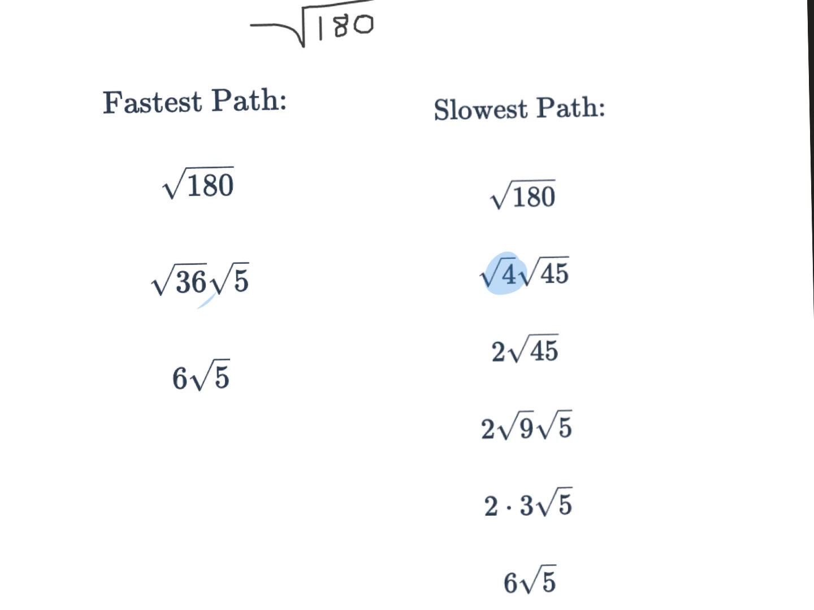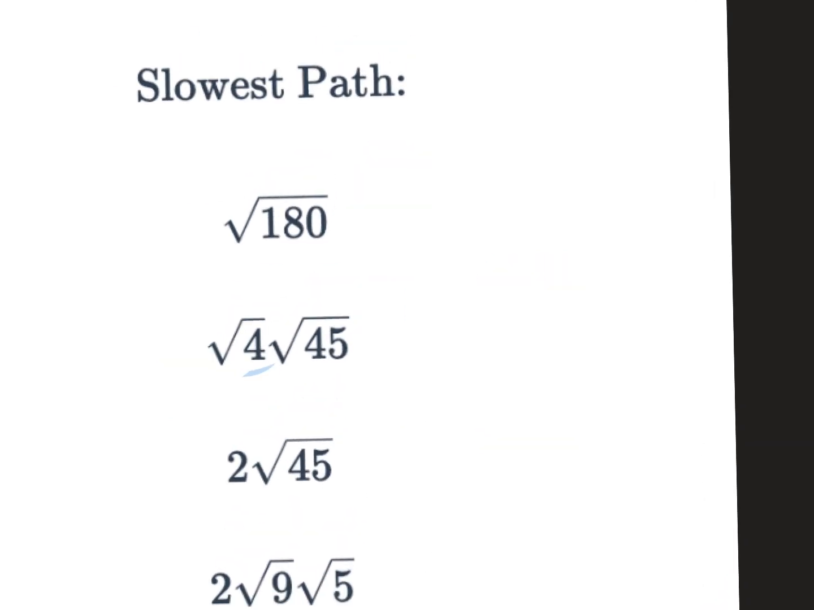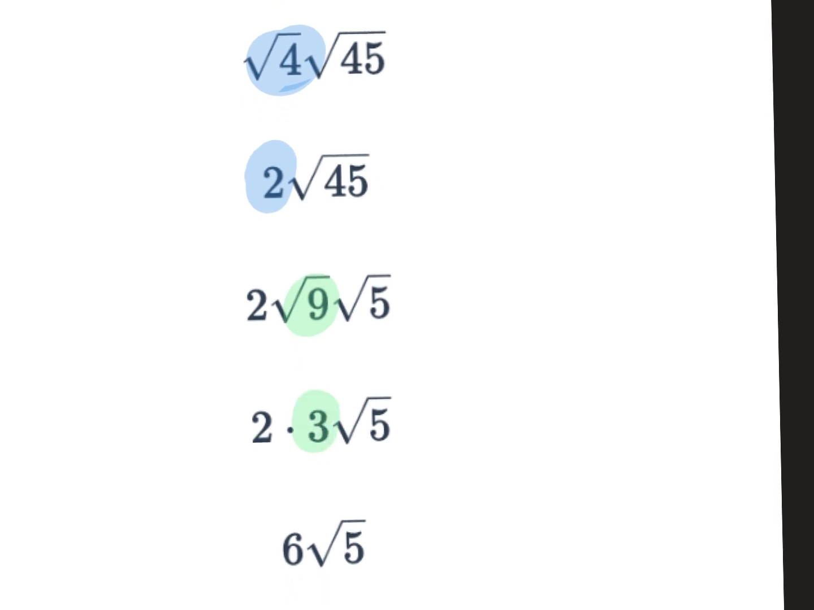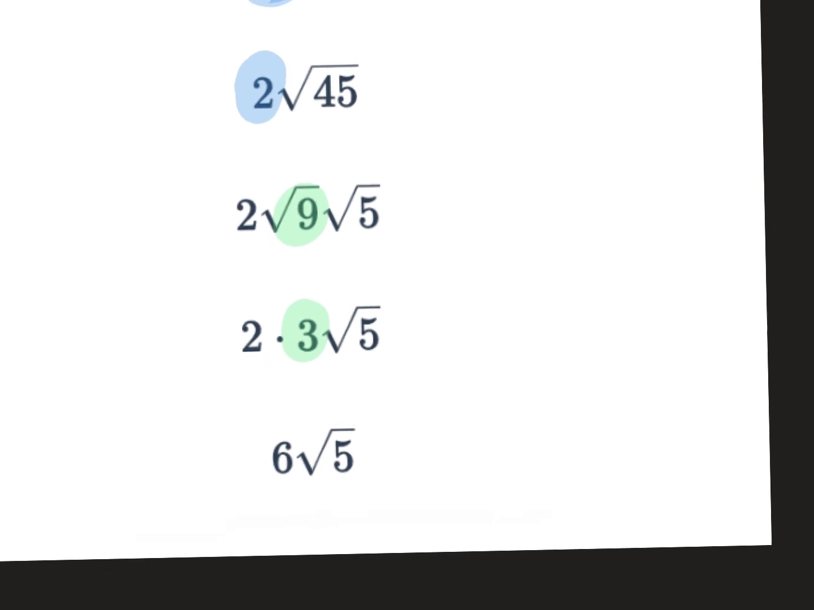Because this way, it was just two short steps, right? Square root of 36 is 6, and then the 5 can't be simplified. But on this side, like what this student did, they said, well, I know 4 goes into it, so I'm going to take the square root of 4 and get 2. Now I know that 45 can be broken up into 9 and 5. Well, what's the square root of 9? That becomes 3.